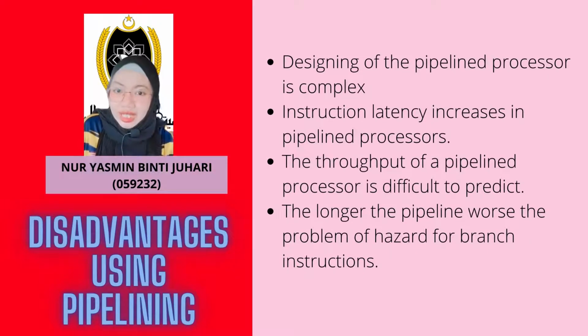First, the major disadvantage we can see if we use pipelining is that it makes things complex. 2. Instruction latency increases in a pipeline processor. 3. The throughput of a pipeline processor is difficult to predict. Last, the longer the pipeline, the bigger the problem of hazards for branch instructions.